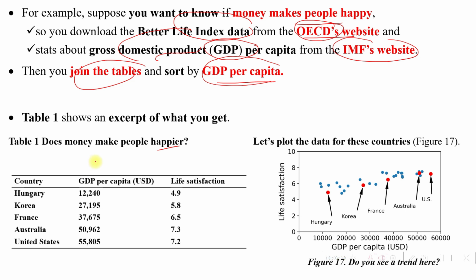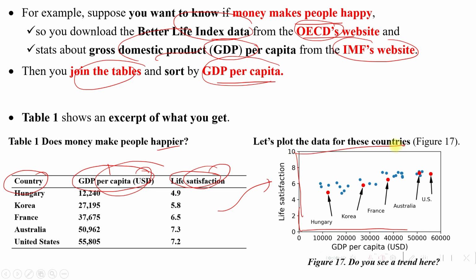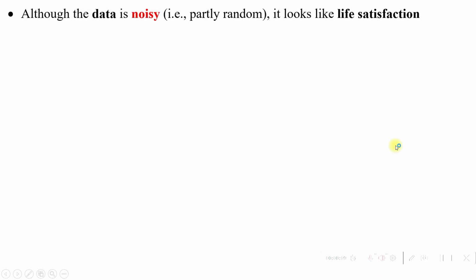One is Better Life Index data and GDP, gross domestic product per capita. So we are getting the new table here. It contains a country, GDP per country, and life satisfaction. For this table, if we plot the graph between the GDP versus life satisfaction, the plot looks like this. Here the data is noisy.